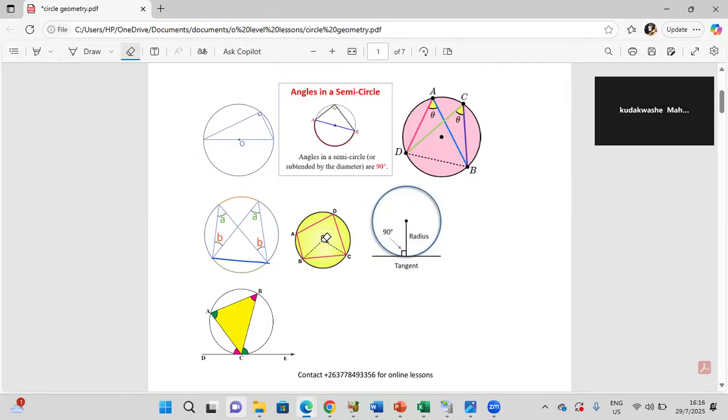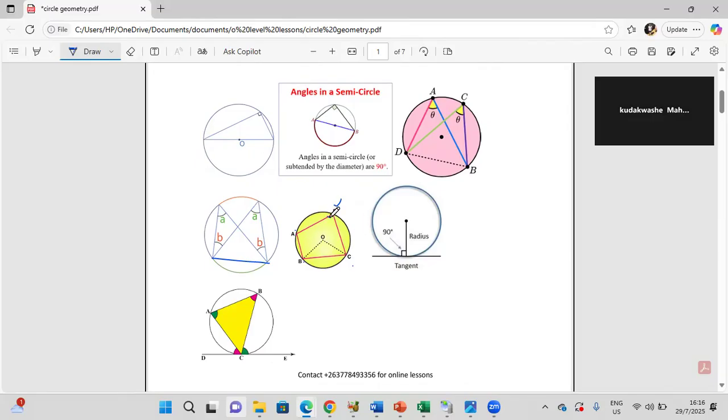Then we look at the next shape here. This one is a cyclic quad. How do you identify a cyclic quad? It has four corners that are touching the circle. 1, 2, 3, 4. All four corners are touching the circle. As long as the shape has only four corners touching the circle, then that's a cyclic quad.